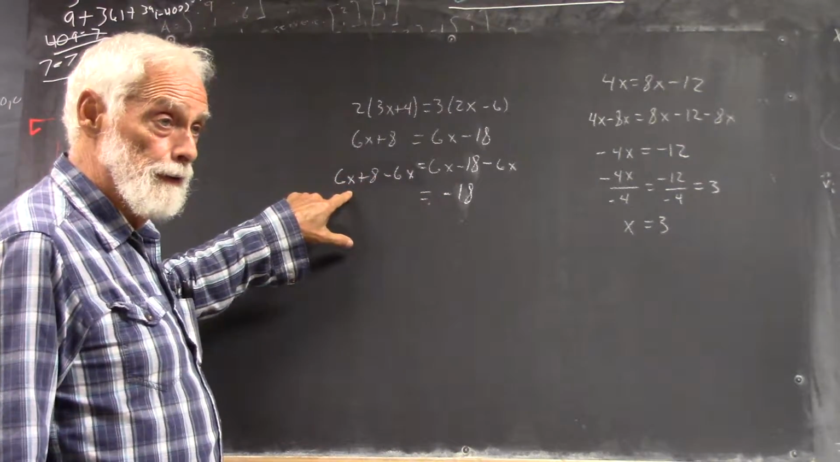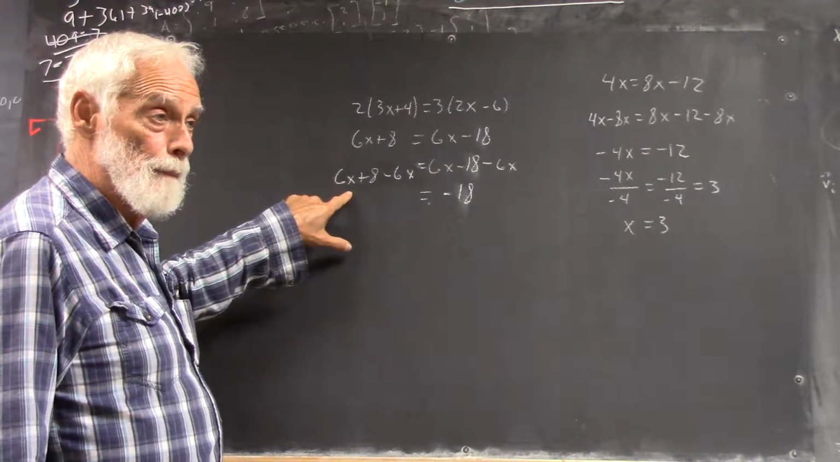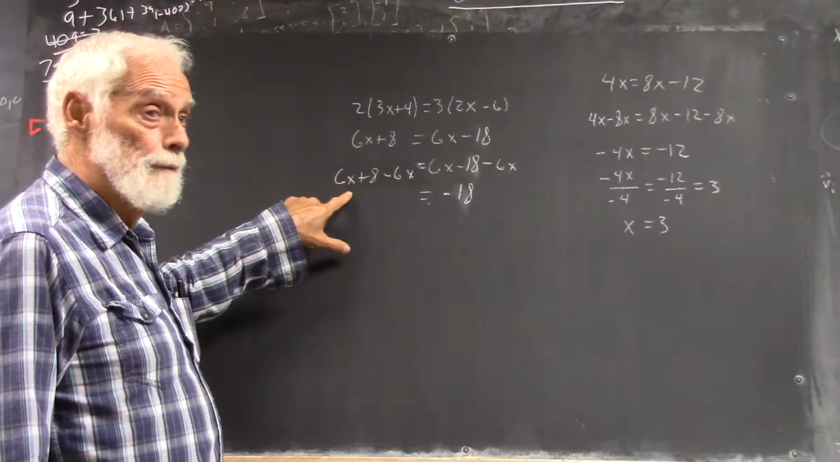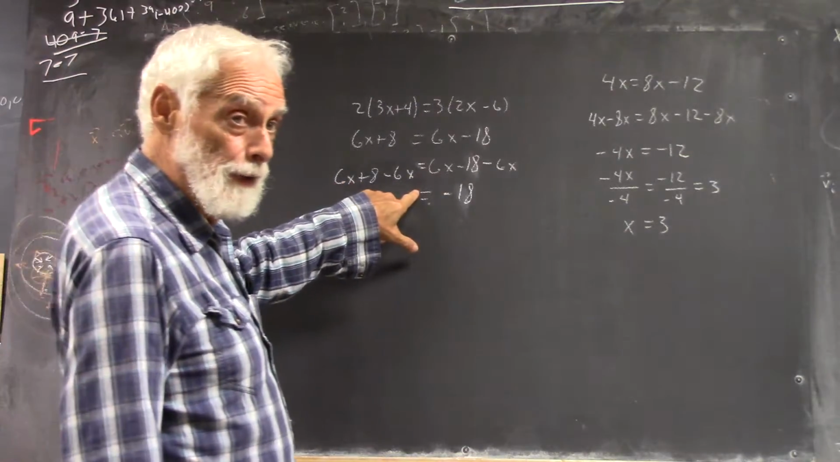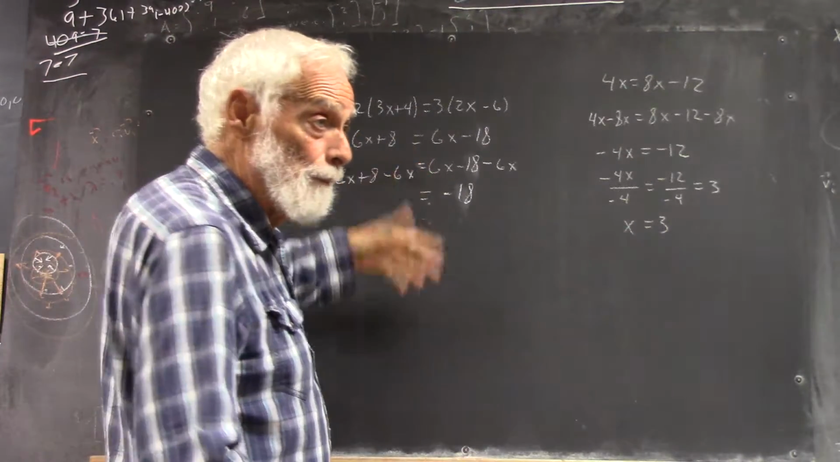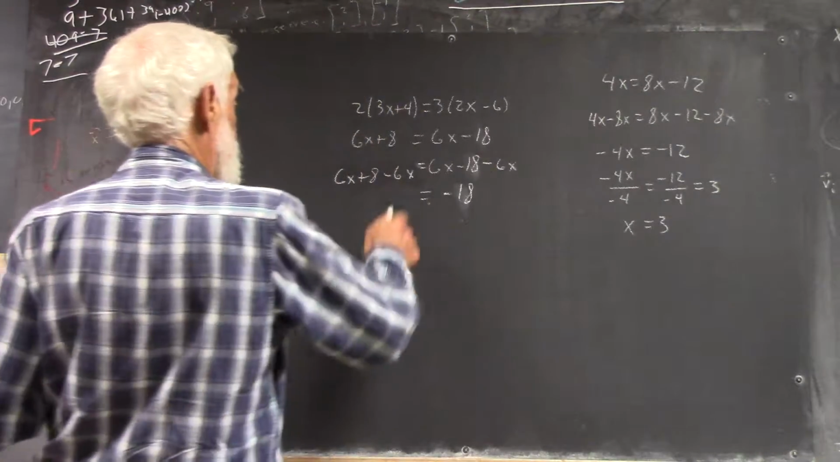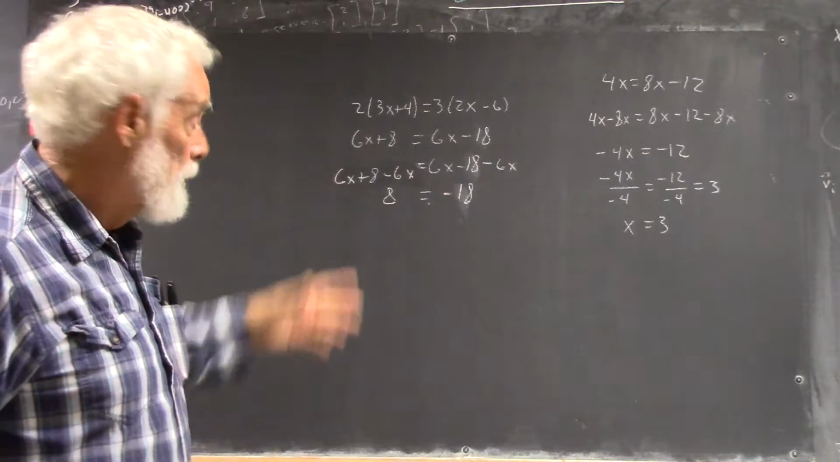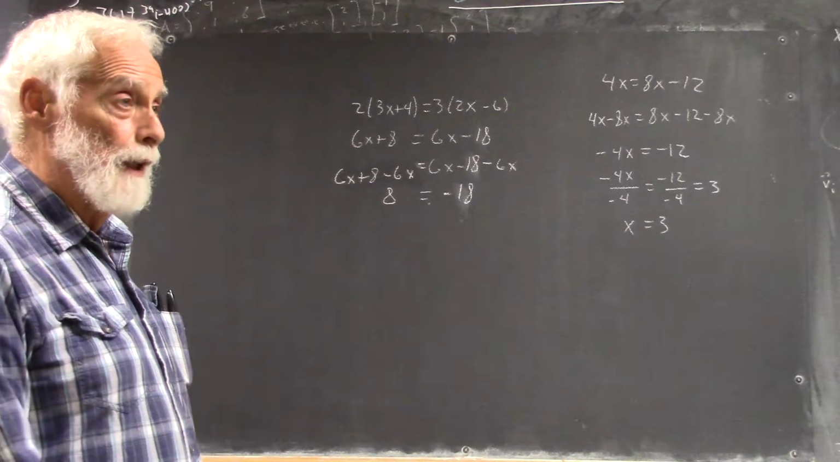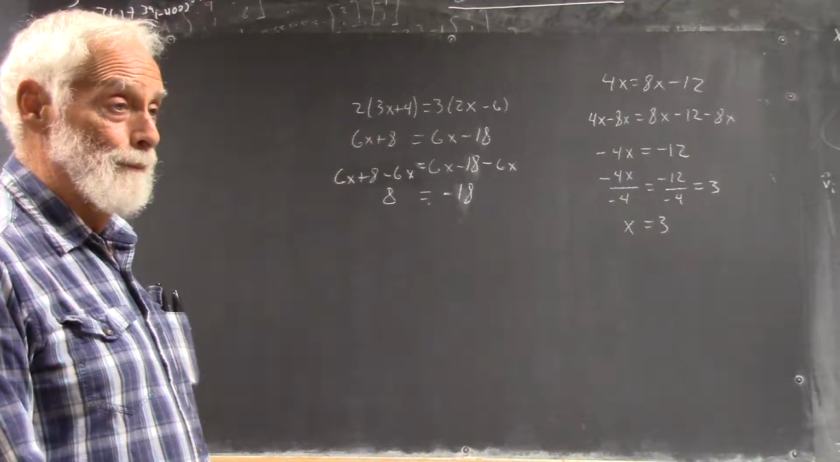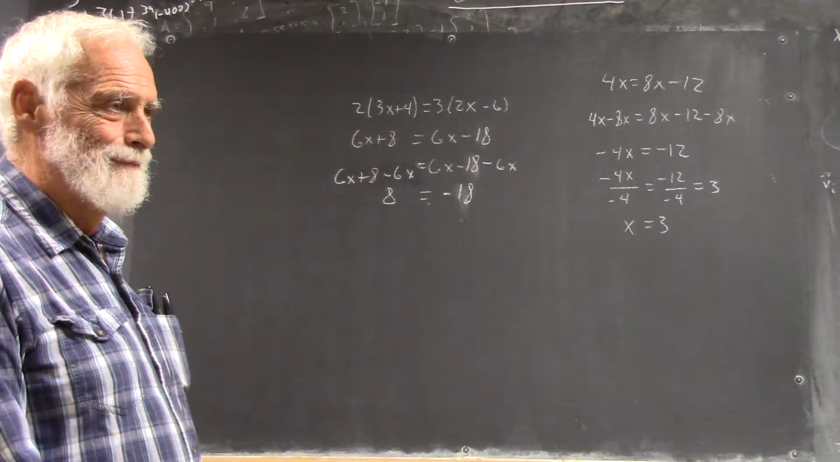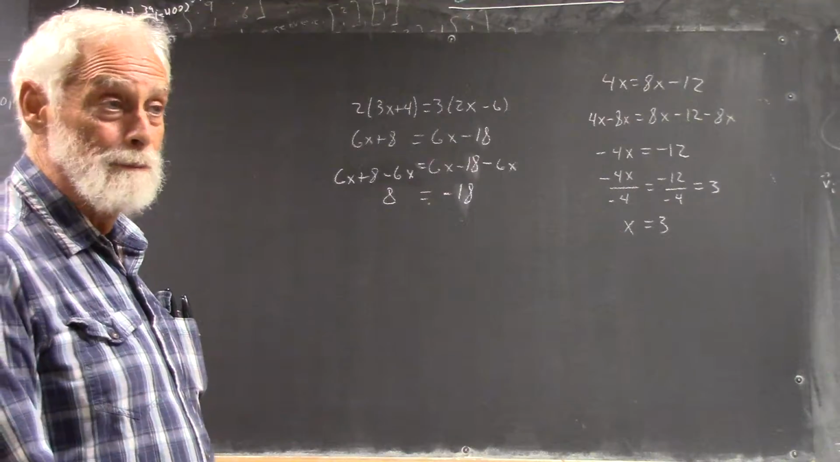But now, what happens over here? What do you get on the left? That just simplifies to 8, doesn't it? Because you got 6x and a minus 6x, that's 0. And you add that to 8, you get 8. So you get 8 equals -18. Now what can you tell me about the statement that 8 equals -18? Is it true or is it false? It's a false statement.